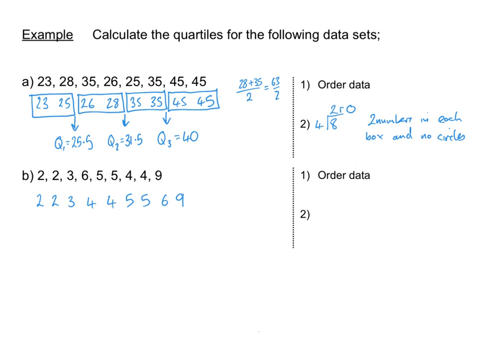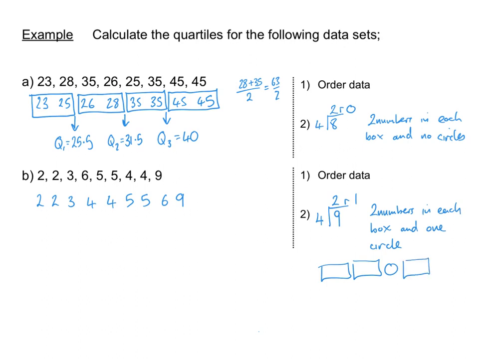We're now going to take that 9 and divide it into 4 equal chunks. So 4 into 9 goes twice, but this time we have a remainder of 1. So that means I'm going to have 2 numbers in each box and 1 circle. Now if you remember the patterns we looked at on the previous slide, that is going to look something like this. So that one remainder is going to go in the middle to make it symmetrical.